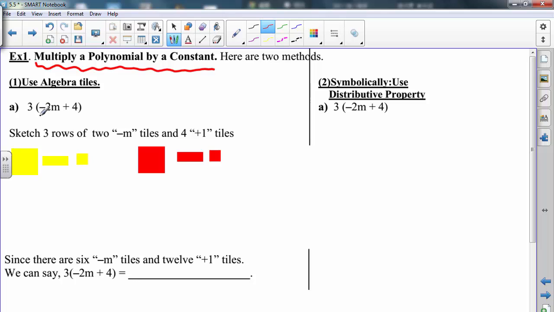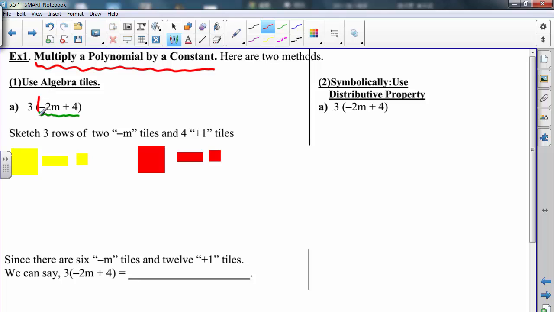3 times brackets negative 2m plus 4. This time, this one becomes a binomial. It's not a monomial anymore. So what should we do when we multiply a constant by a binomial? We sketch 3 rows of 2 negative m tiles and 4 positive 1 tiles. What does that suggest?